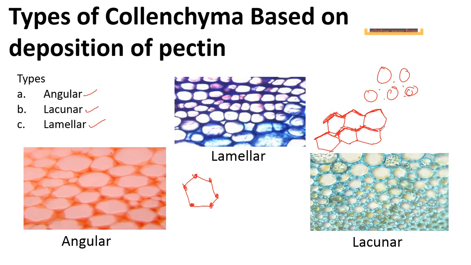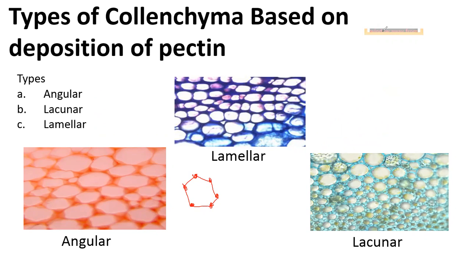Okay, so along one side uniformly they will be having the pectin deposition. The sides of them will not have it, so these sides will permit the free movement between two cells. Since the pectin deposition is irregular, that is why they are living. So we call them living mechanical tissue because of the irregular distribution of pectin. This is how we classify Collenchyma cells.